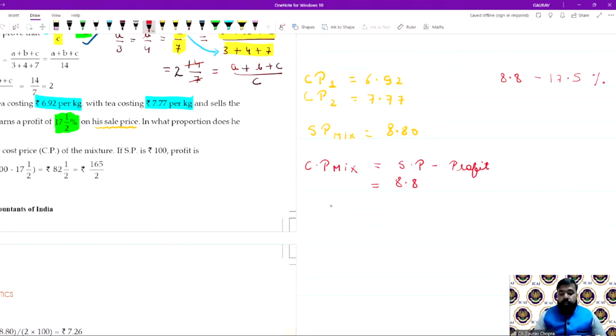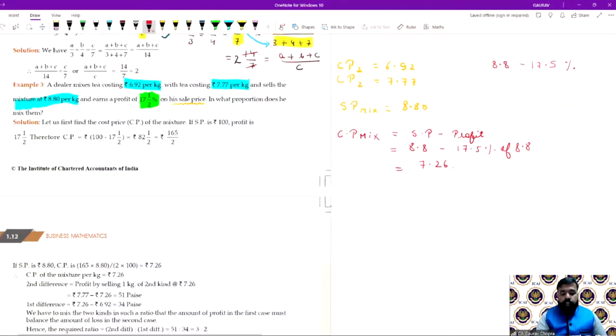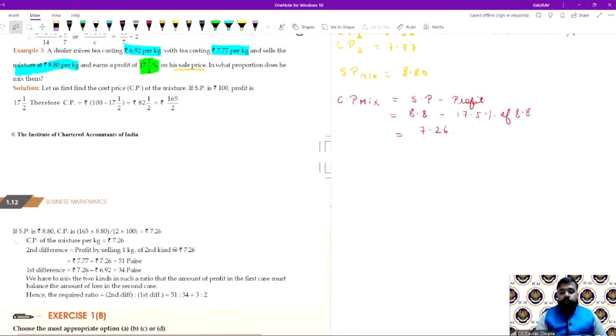Selling price minus profit. So we are subtracting 8.8 minus 17.5% of 8.8. On the calculator, you can do it directly: 8.8 minus 17.5%. Most of you have given the answers. That is 7.26. This is the cost price of the mixture.